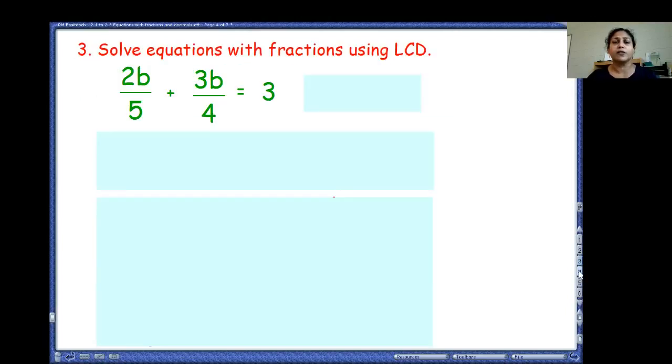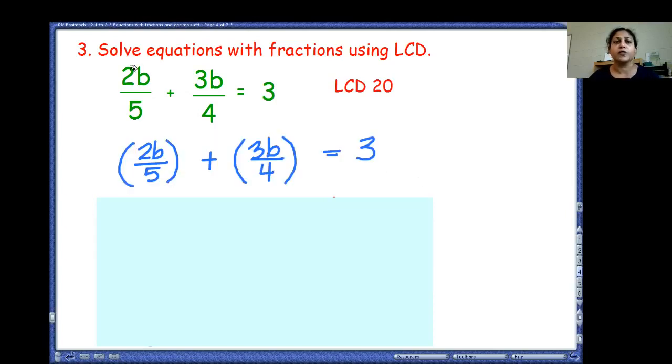So let's solve an equation with fractions using the LCD. Here we have a fraction with 5 in the denominator and 4 in the other denominator. And the LCD for 5 and 4 is 20. So what you're going to do is rewrite the equation and put parentheses around each term. At this point, you are going to say, okay, since the LCD is 20, I am going to multiply each one of these by 20. You have to multiply every single term by 20.